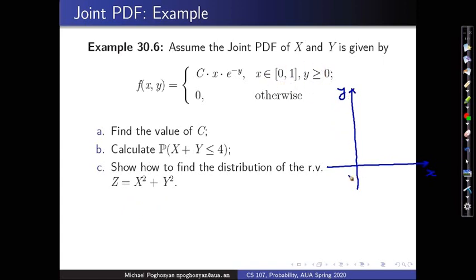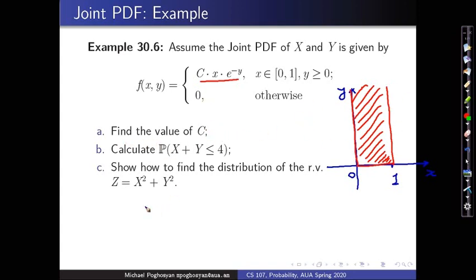So x is between 0 and 1, and y is non-negative. I will have the following. So (x, y) is here. This is the support of our function. f is given by this formula here and 0 outside. So find the value of c.